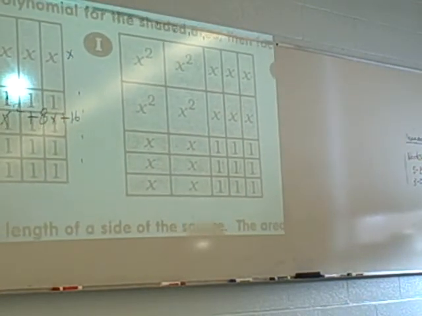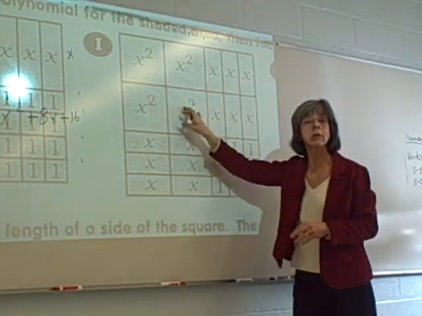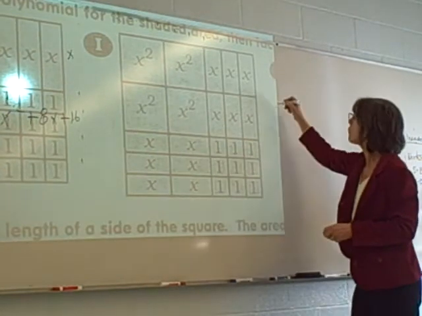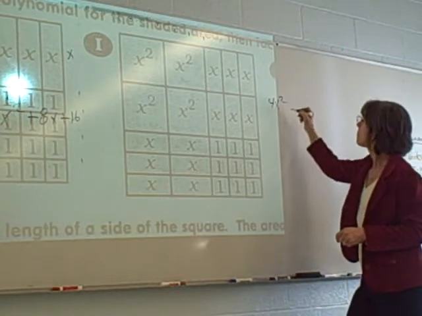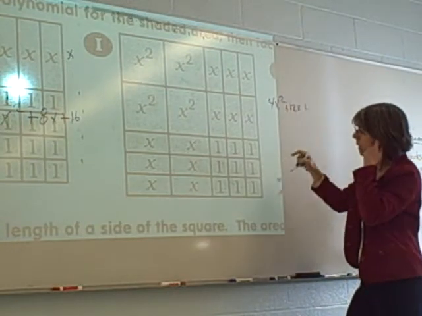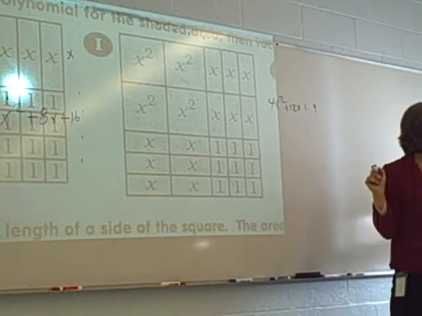4x squared. How many x squared? 4. 4x squared. So I have a 4x squared in here. Okay, so let's look at the inside. I have 4x squared. How many x's do I have? 12x. Plus 12 x's plus 9. Okay, so what are the factors on the side?